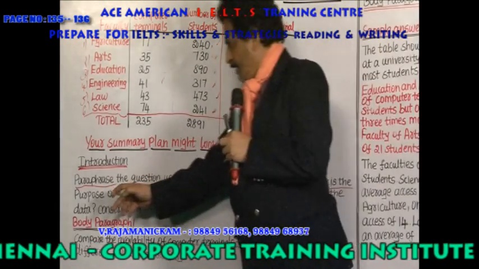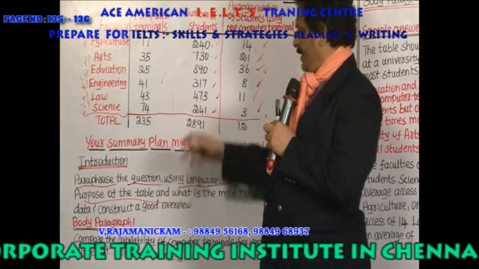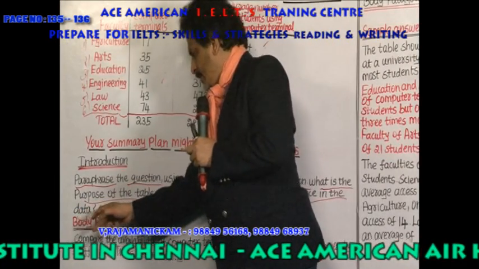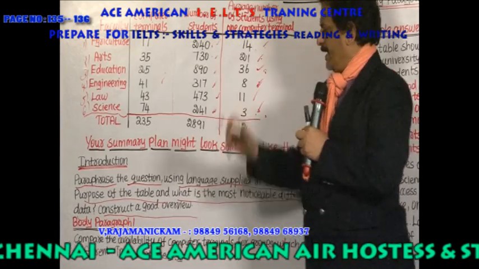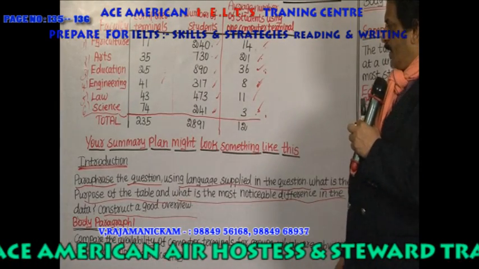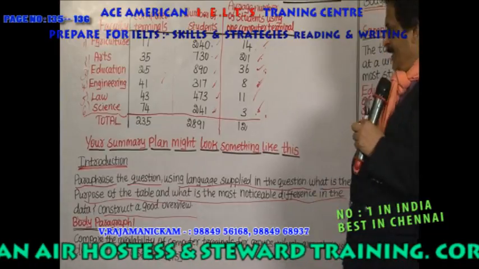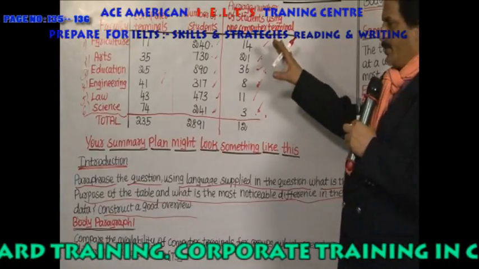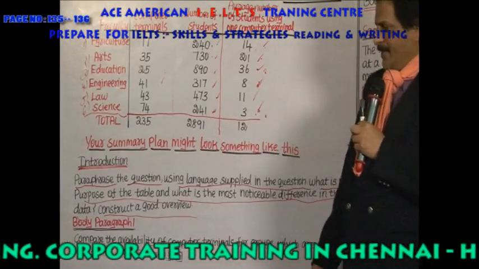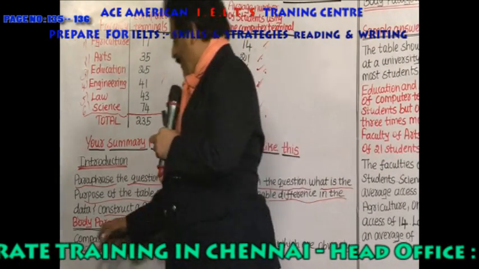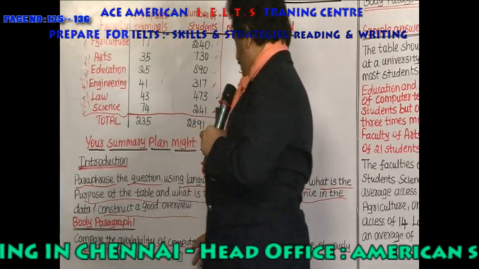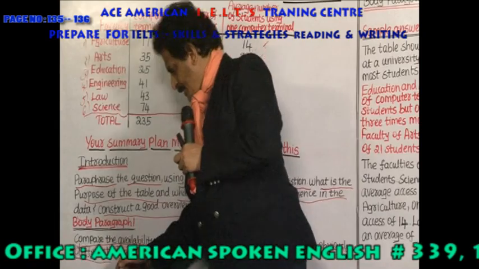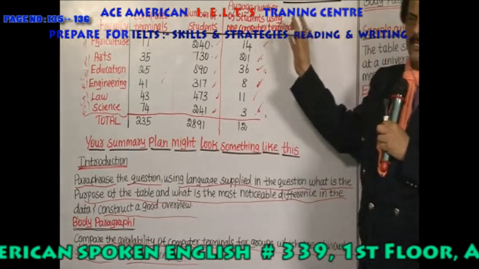So construct a good overview. What do you understand? What is the purpose of the table? What is the most noticeable difference which you can easily find out? This is what you have to write. Now coming here, the body paragraph. Compare the availability of computer terminals for groups which are obviously different. Topic sentence: in all these, the number of computers used by students differs. This is obviously very clear.